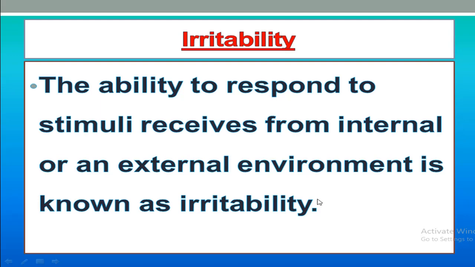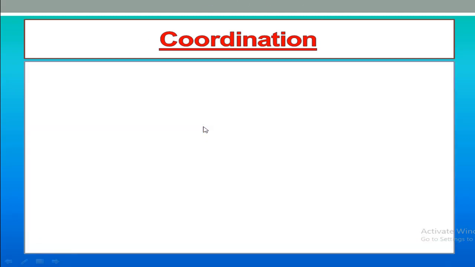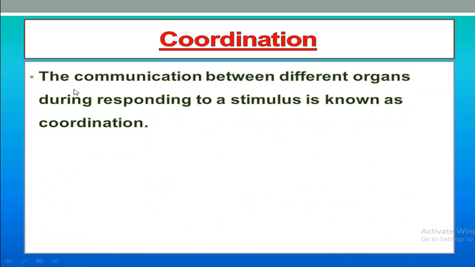So now we have learned about what is the irritability. The irritability means the ability to respond to stimuli received from internal or external environment. Right, now we have learned about what is the irritability. Then we will go to learn about what is the coordination. What is the coordination? Right. The coordination means the communication between different organs during the responding to a stimulus is known as coordination.